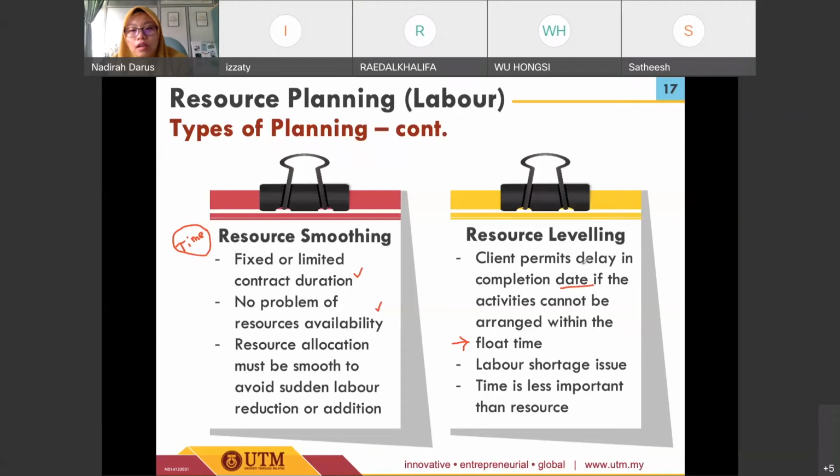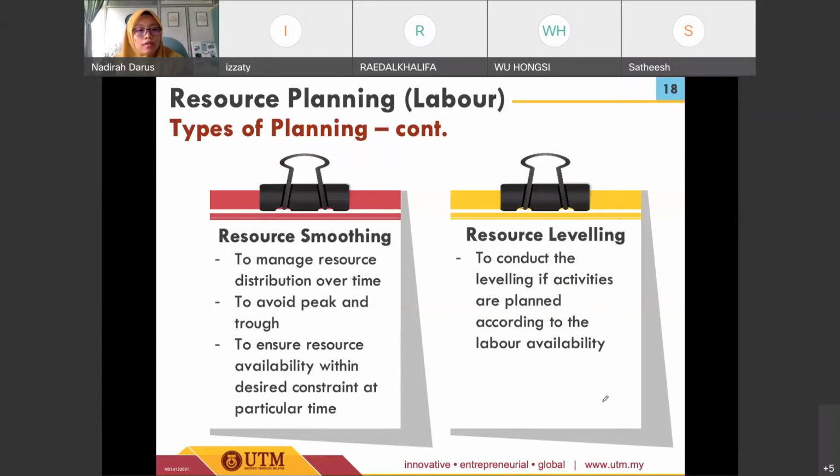For this kind of resource leveling, time is less important than resources. So what differentiates these two items is only time and resources, right? So we need to remember that. All right, we still have some information for these two.